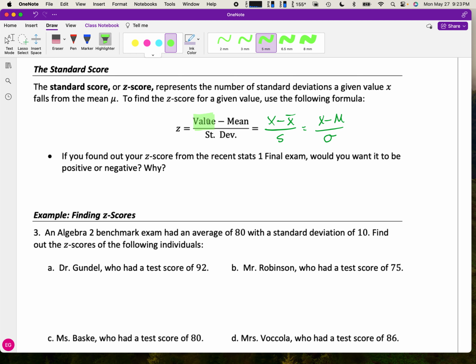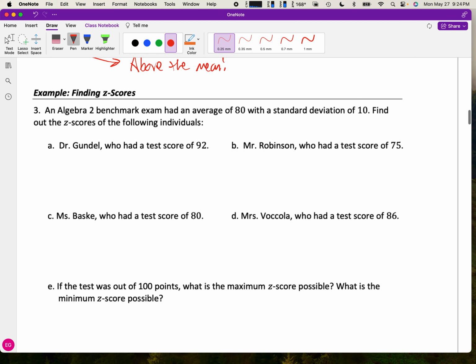And if we stop and think about it, it kind of makes sense because our value goes right there. And so if we are doing a value minus the mean, if our value is bigger than the mean, when we do this subtraction, our number will be positive. If our value was less than the mean, then the number would be negative. And so if we're talking about an exam score, we definitely want to be above the mean. And so we would want to make sure that our z-score was positive because that means that we are above the mean. Make sense?